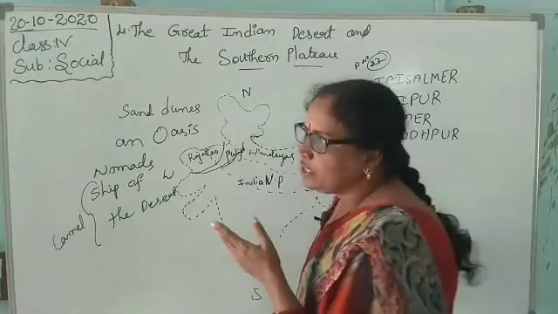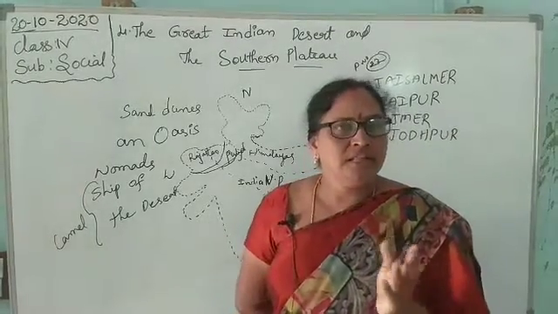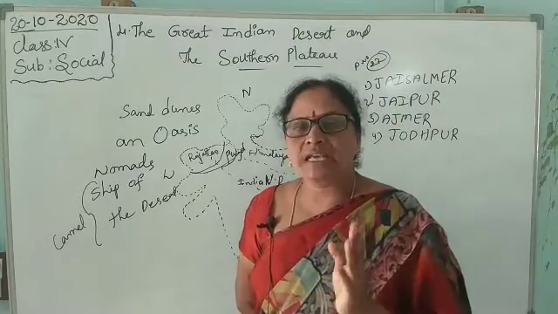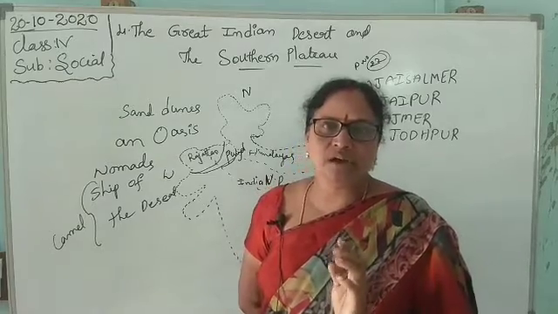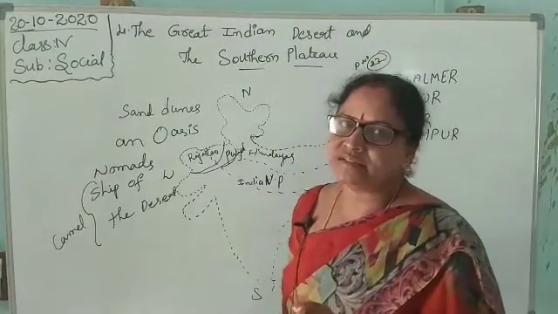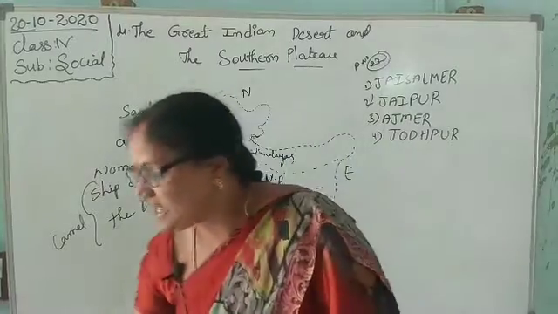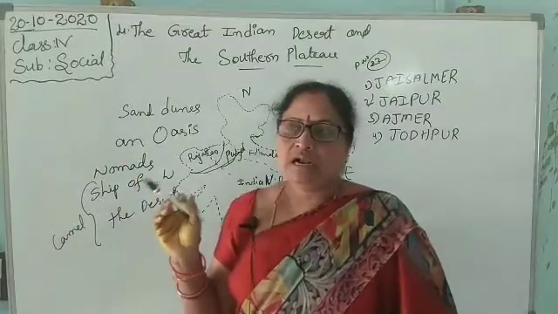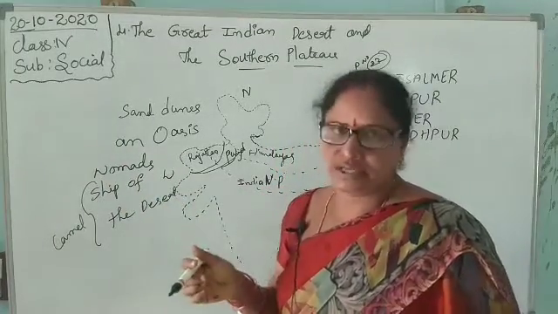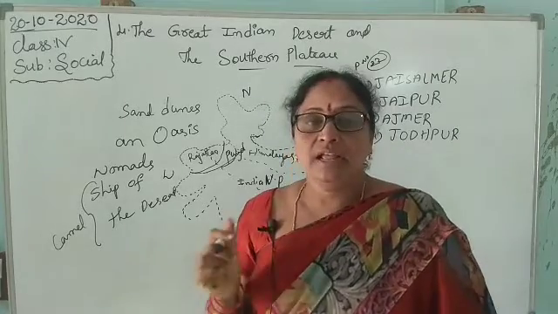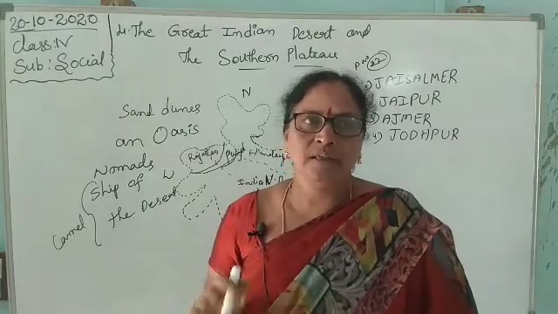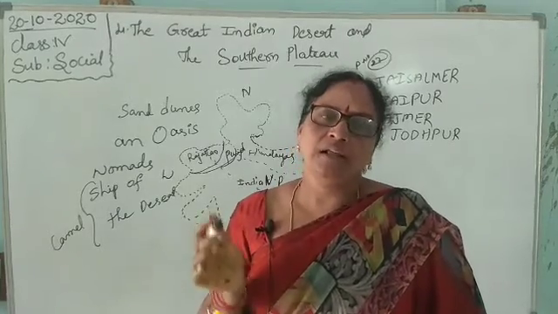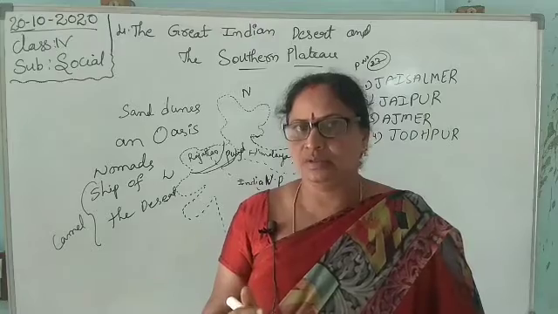Okay? And what is an oasis? In the desert area, there is very little rainfall, scarcity of water. It means very little water in the desert. Very little rain. In the desert, the place where the water comes up from under the surface of the earth through a spring.